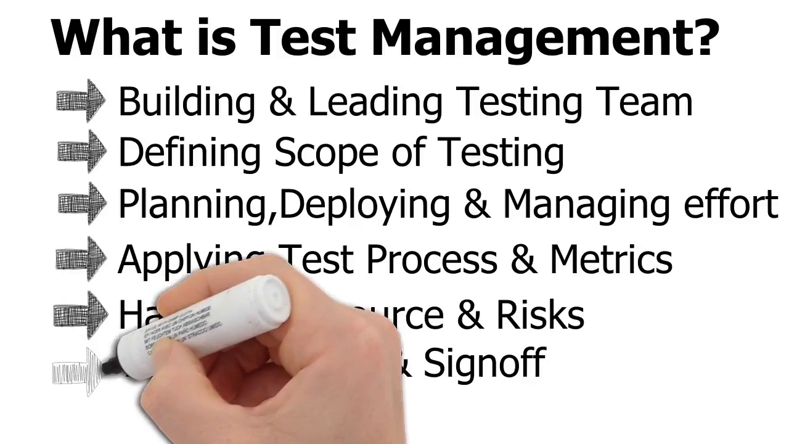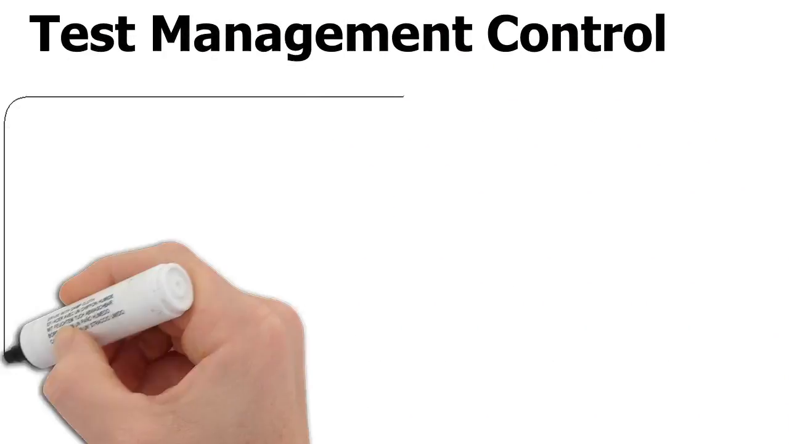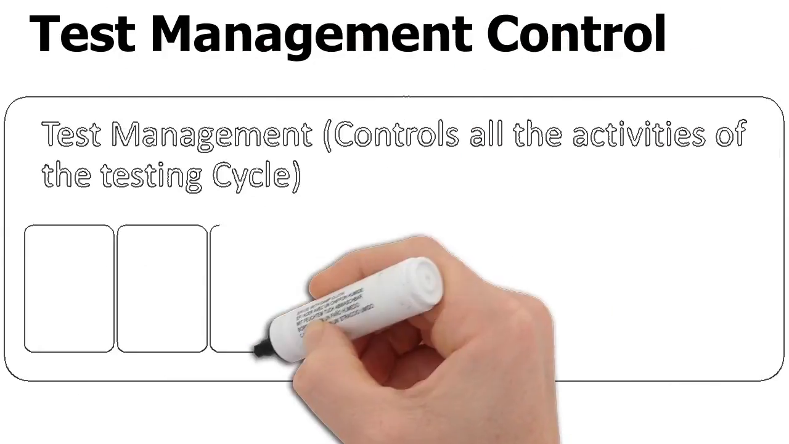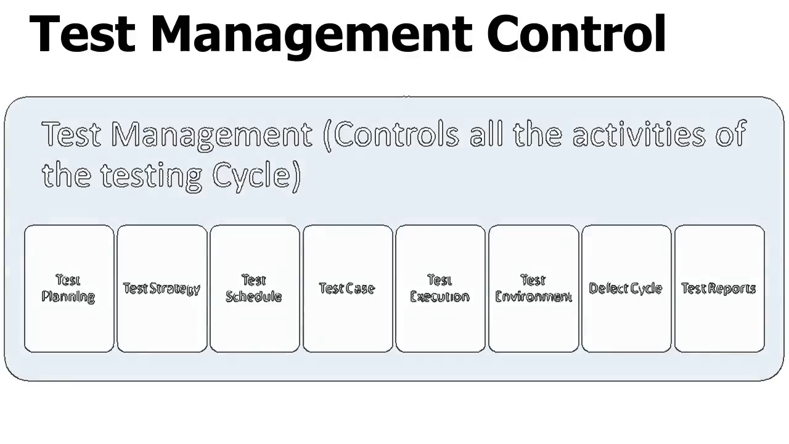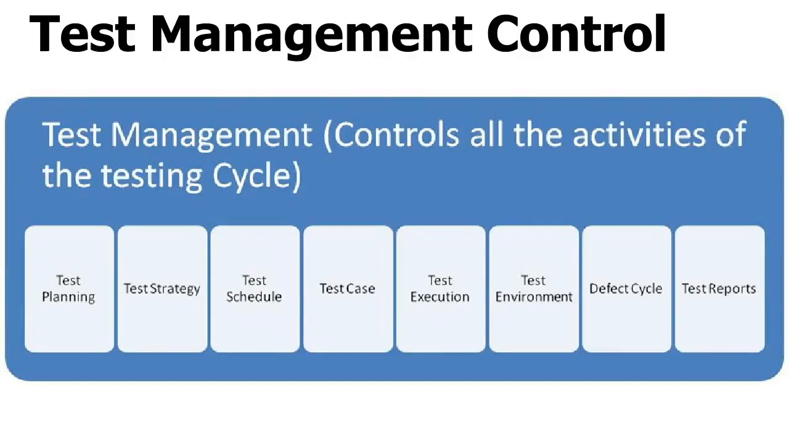These are the few steps which every test manager has to do. Now let's see what is test management control. Having a set of control over all the activities of the testing cycle, which includes test planning, test strategy, test scheduling, test cases, test execution, test environment, defect lifecycle, and test reports. All of these should be in control of a test manager. Then only we can say that the test management is effective test management.